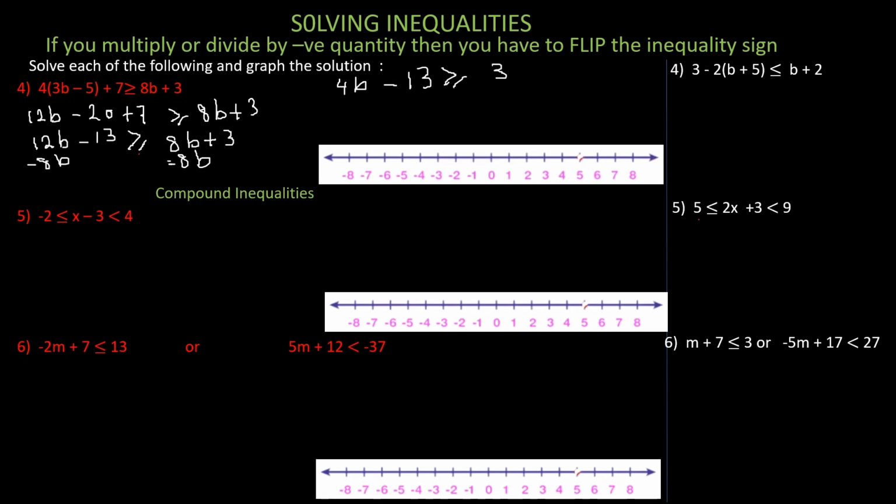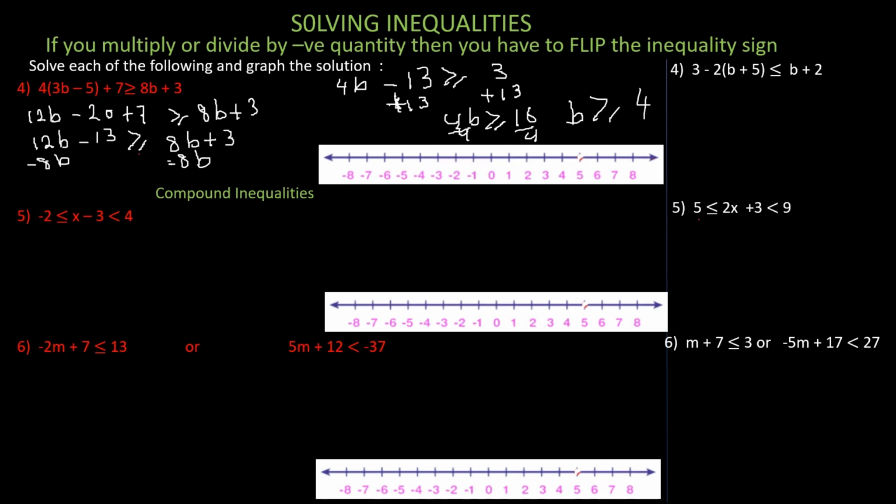Then we have to add positive 3 here and positive 3 here. Then we have 4b greater than or equal 3 plus 13 equals 16. Then divide by 4 over 4. So b will be greater than or equal 4. This is the final answer.